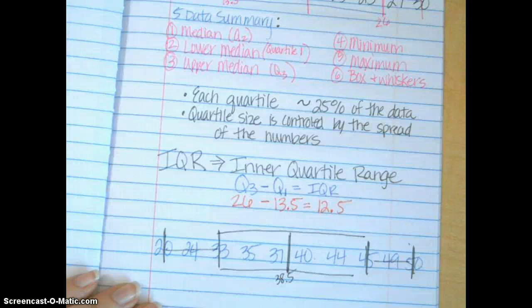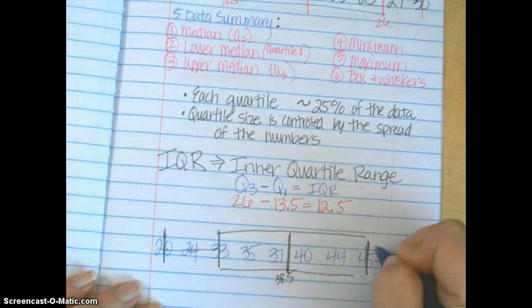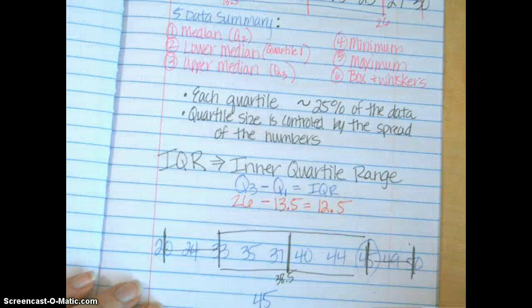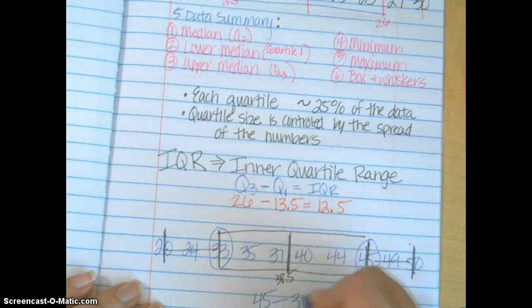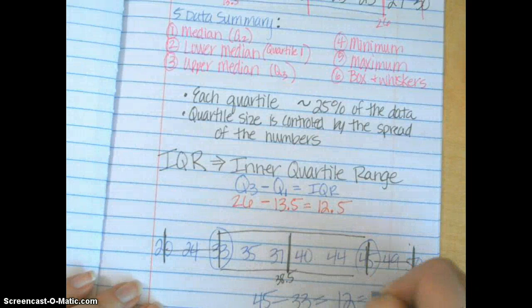Let's find the IQR, interquartile range. What are we going to subtract? Well, we have quartile 3, which is 45, minus quartile 1, which is 33. When we subtract 45 minus 33, 12 is our IQR.